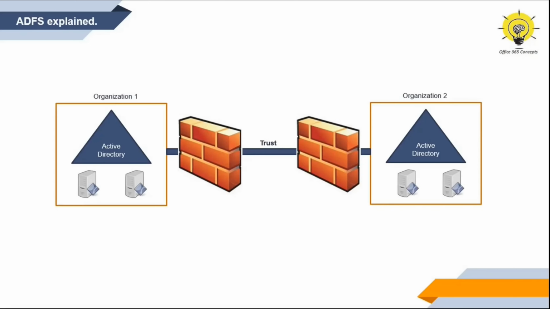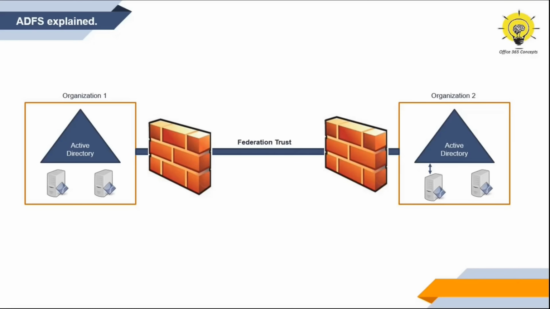Now, this is where ADFS comes in the picture. In ADFS, we create a federation trust with a particular application. And this way, the users from one organization will be able to access only the application that they are authorized to. And this trust requires only port 443 to be opened.